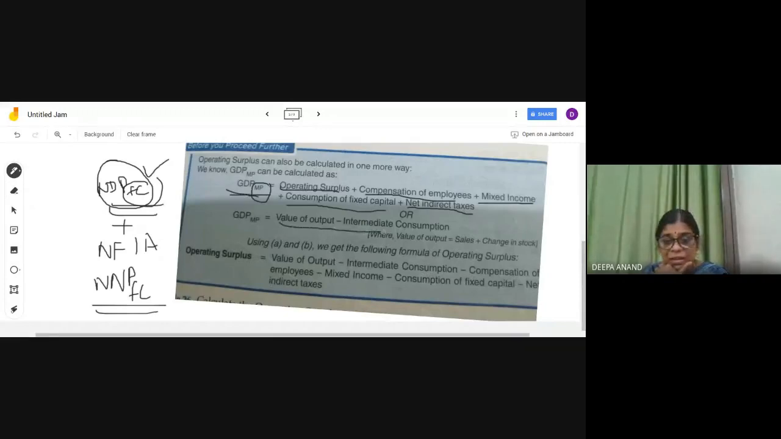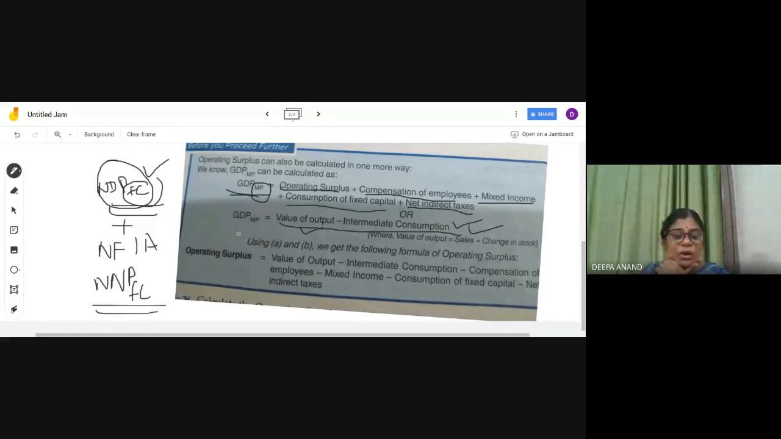See, the questions can be given in many ways. GDP at MP has another equation: value of output minus intermediate consumption. These are the terms we actually use in the value added method. But in this method also, it can be given that if you are given value of output and intermediate consumption, that is GDP at MP. There we used to call it value of output minus intermediate consumption.